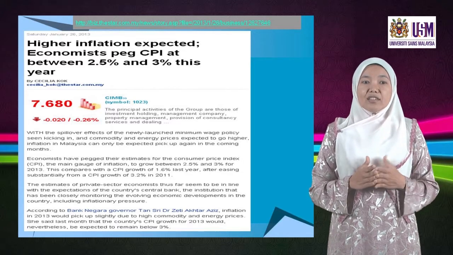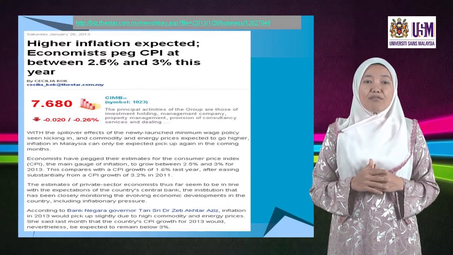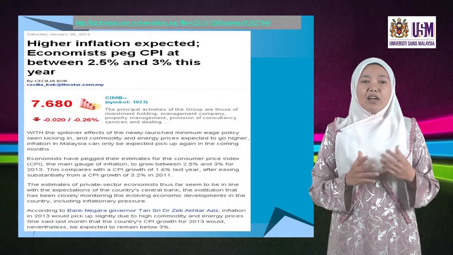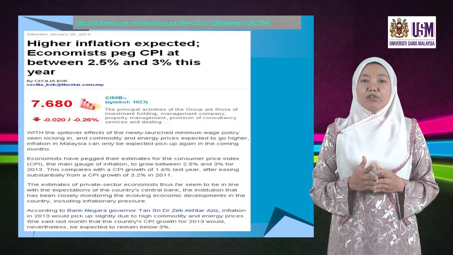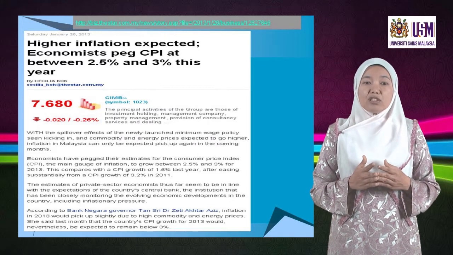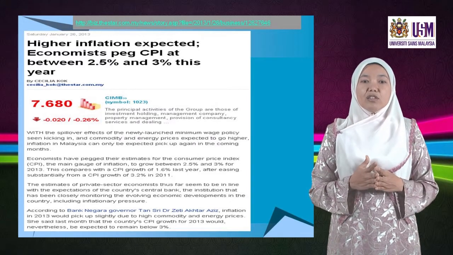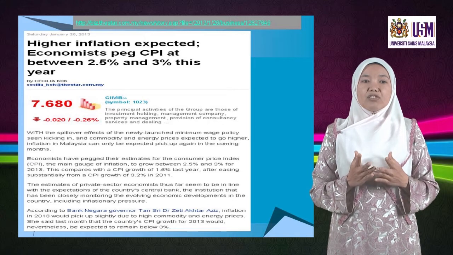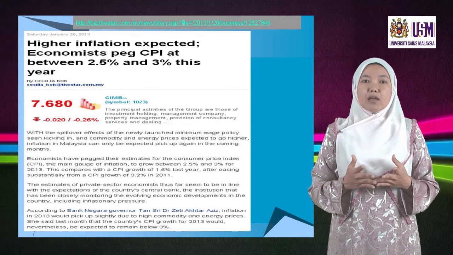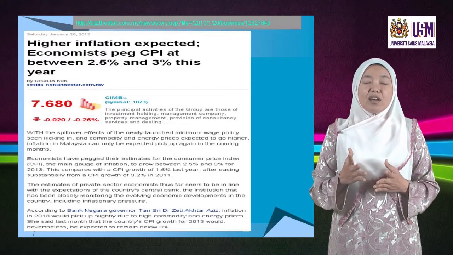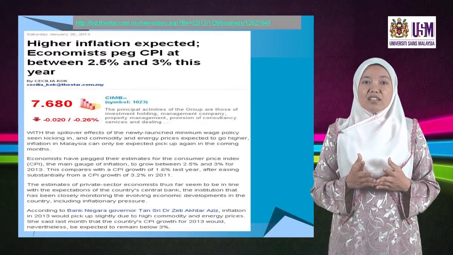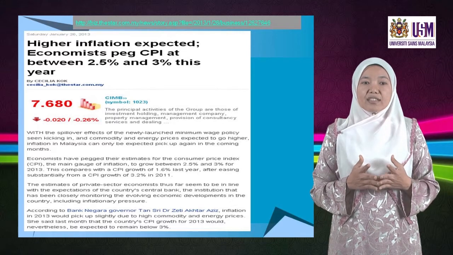index. If you look at the third paragraph from above, the article said that economists have pegged their estimate for the consumer price index, CPI, which is the main gauge of inflation, to grow between 2.5% and 3%. So when people say that prices are increasing, what they are saying is that they are looking at the CPI index increase to a certain extent.